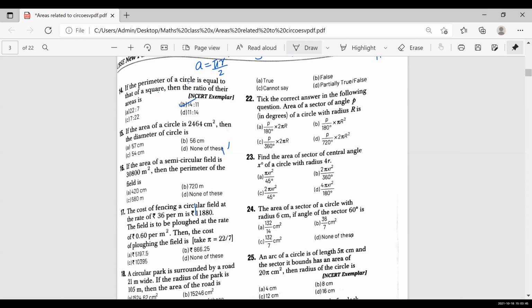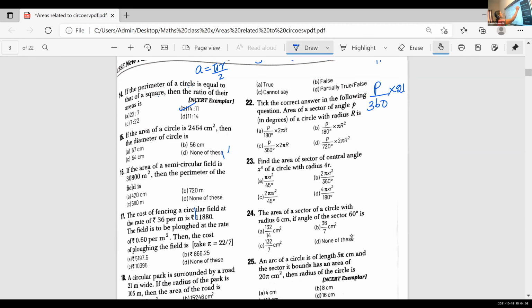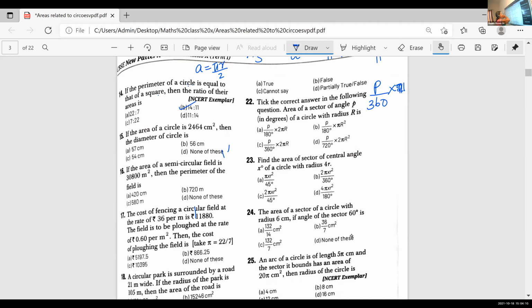And 22nd, answer is A. Area of the sector with angle P would be P by 360 into pi r square. It is 2 pi r, isn't it? Because area of the sector means it is pi r square. So then how will you get A? A is not possible, isn't it? Then C, B.